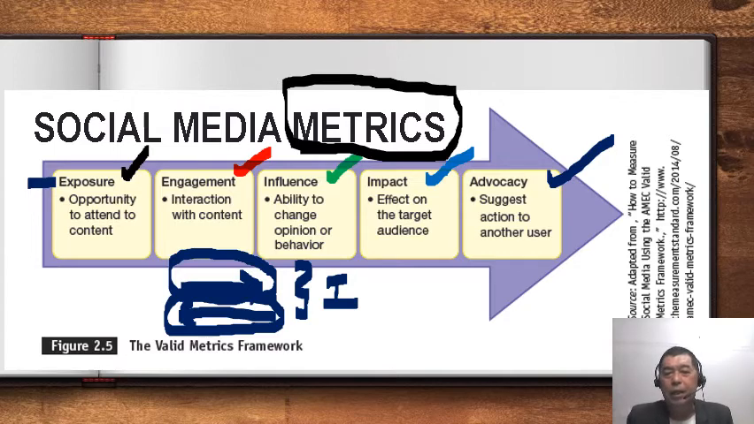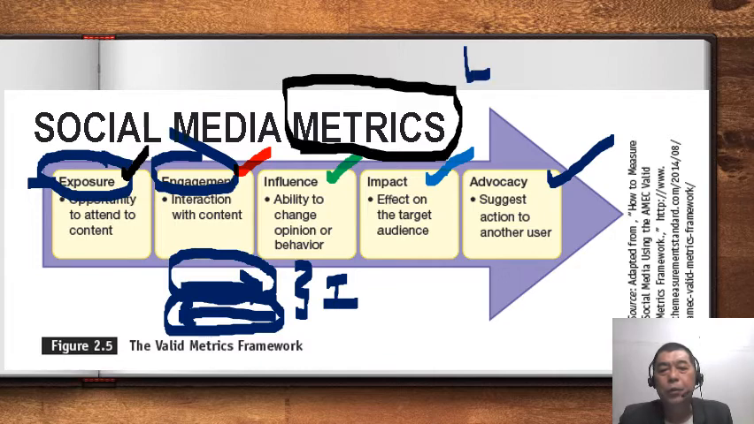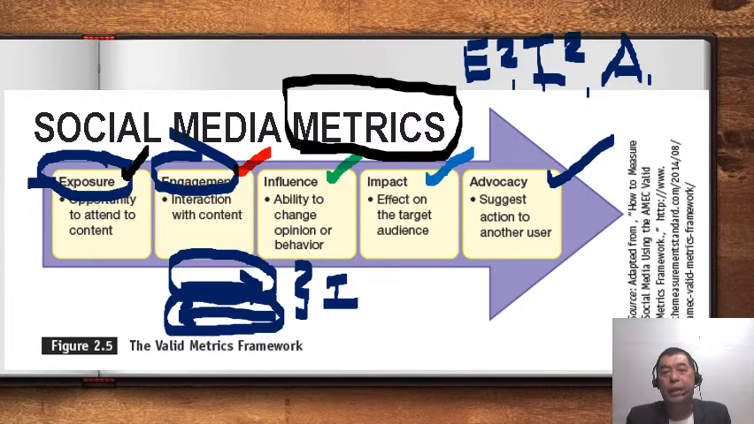And the last is advocacy. So these are the metrics. You have to measure and quantify exposure, engagement, influence, impact, and advocacy. The acronym is E squared, I squared, and letter A, EIA. One E is exposure, another E is engagement, the first I is influence, the second I is impact, and the last is advocacy. That is the acronym EIA. Okay?